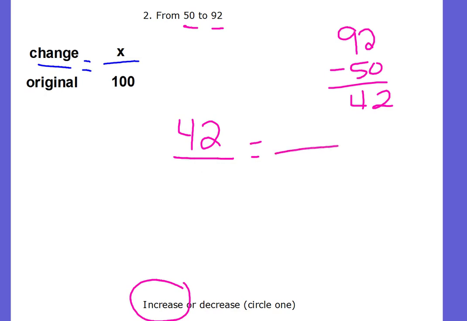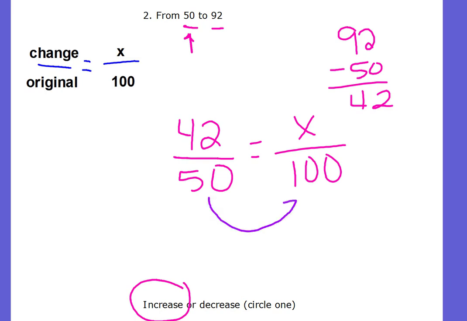Our denominator is going to be the original amount, what it started with. Since it went from 50 to 92, that means 50 was our original amount. And then I know that I can start finding the percent for this change. Again, I can either go up and down or I can go side to side. So let's find a scale factor that'll help us out here. If I go from 50 to 100, because I'm trying to go from 42 to x, I know that I can do that by multiplying by 2.